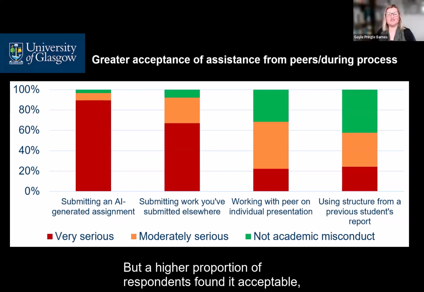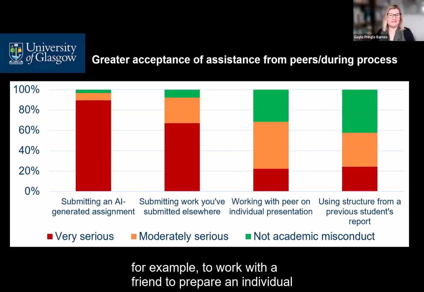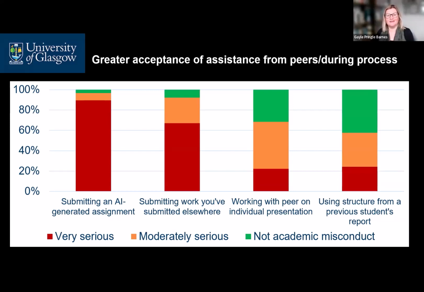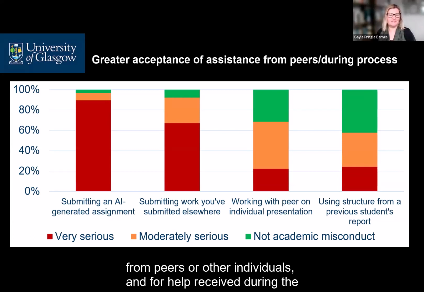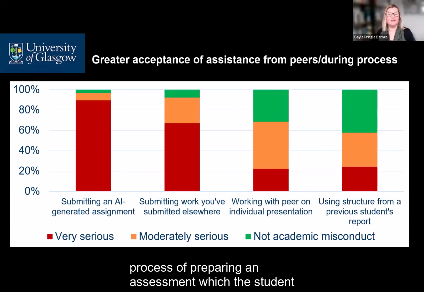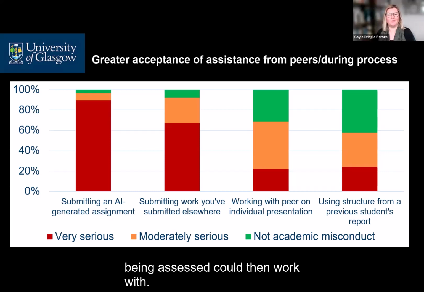But a higher proportion of respondents found it acceptable, for example, to work with a friend to prepare an individual presentation. This demonstrates an overall greater acceptance of assistance from peers or other individuals, and for help received during the process of preparing an assessment, which the student being assessed could then work with.